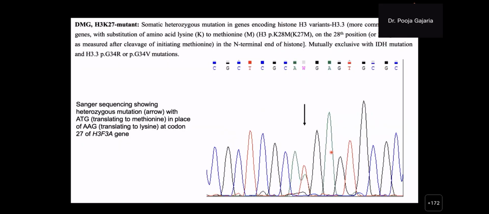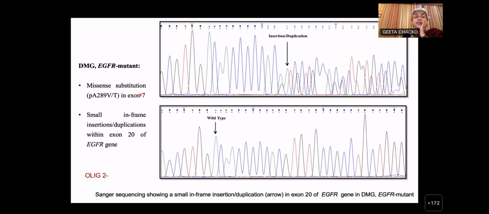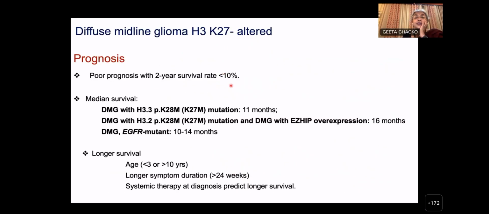Okay. So if one does Sanger sequencing, you can see that methionine replaces lysine at codon 27 of the H3F3A gene. And in the EGFR mutant tumors, you can either see a missense substitution in exon 7 or an in-frame insertion at exon 20. So prognosis is important to diagnose because they have a poor prognosis. Though amongst these three, the one with the best prognosis is the one which has EZHIP overexpression. And if you're less than 3 years or more than 10 years, you have a longer survival. And tumors that have EGFR mutation with targeted therapy have a better survival.